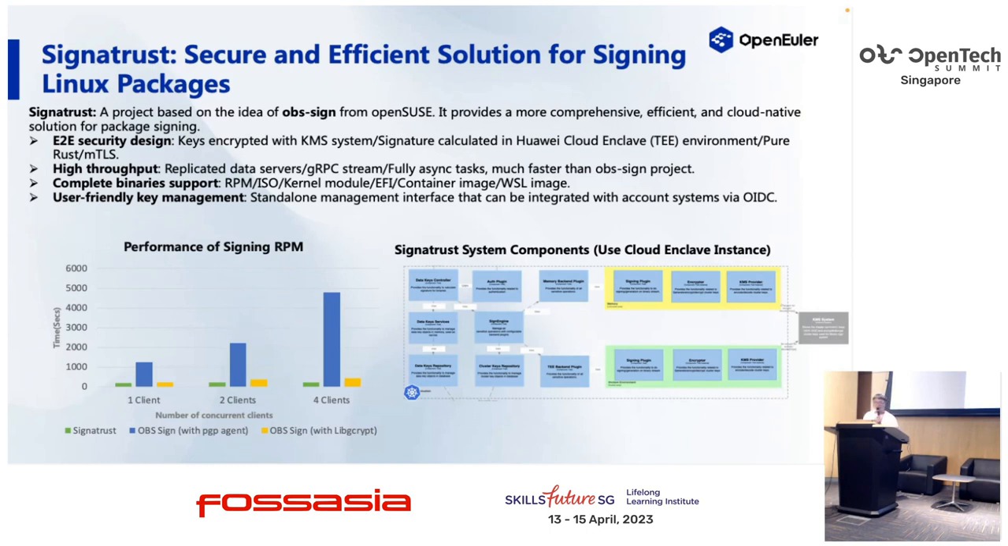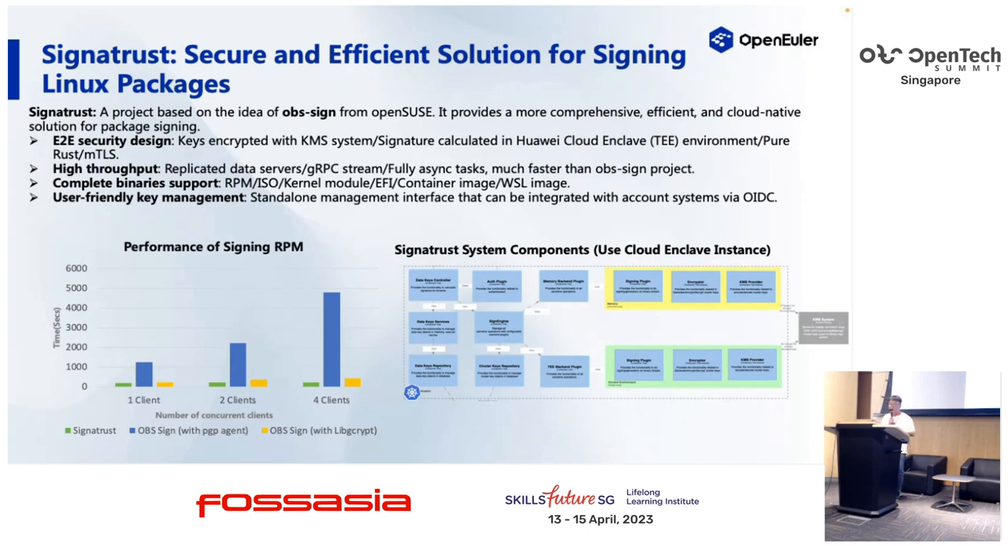But we also found that there are several aspects of OBS sign that can be improved. The first is security, because every private and public key is stored directly on the local machines. So it's possible that the PGP keys or the X509 keys get leaked by bad actors. The second is performance. When we used OBS sign in our production environment, we found that it could take 5 or 6 minutes to sign a single package.